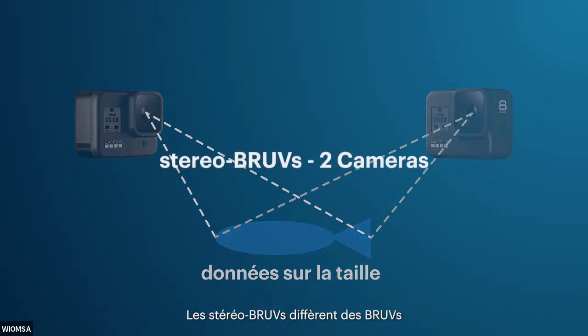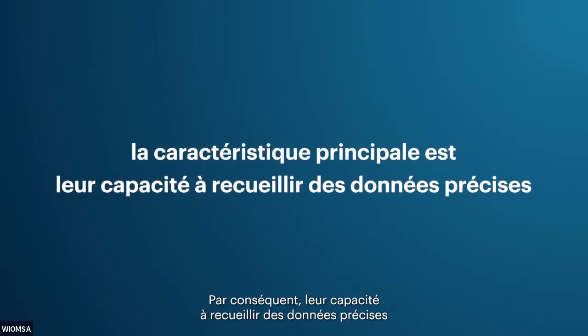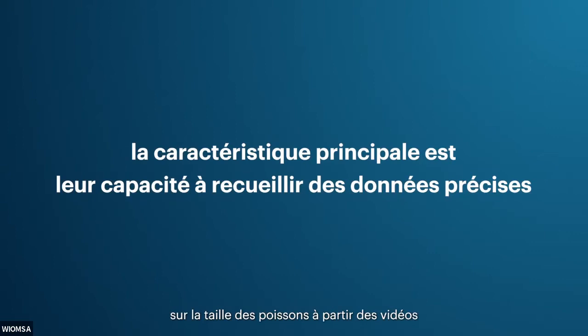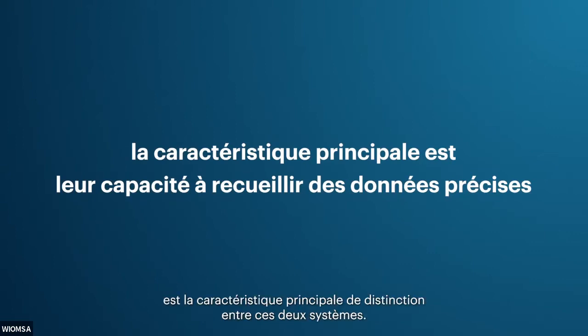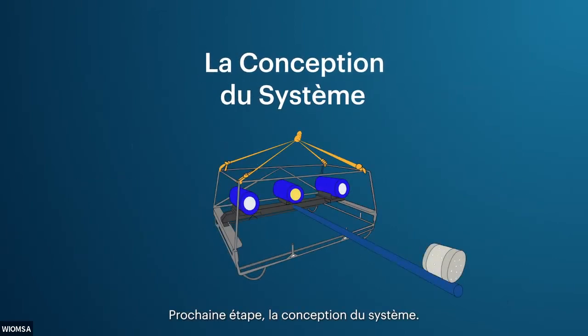Les stéréo-BRUVs diffèrent des BRUVs par le fait qu'ils disposent de 2 caméras, tandis que les BRUVs n'en ont habituellement qu'une seule. Par conséquent, leur capacité à recueillir des données précises sur la taille des poissons à partir des vidéos est la caractéristique principale de distinction entre ces 2 systèmes. Prochaine étape, la conception du système.